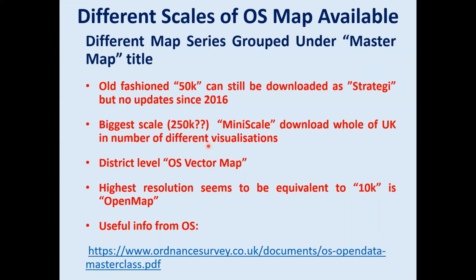The biggest scale, covering the biggest area with relatively low resolution, which I think is roughly equivalent to the old 250K maps, is called Miniscale. Essentially, you can download the whole of the UK in a number of different visualizations. Some of them look like road maps that you'd find in a road atlas, and some show topography and a number of different features. But if you start to zoom into them, you don't see a great deal of detail.